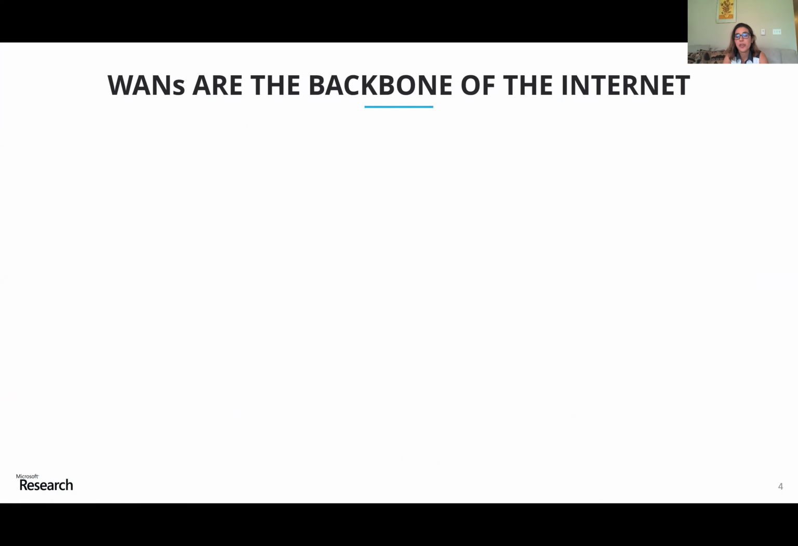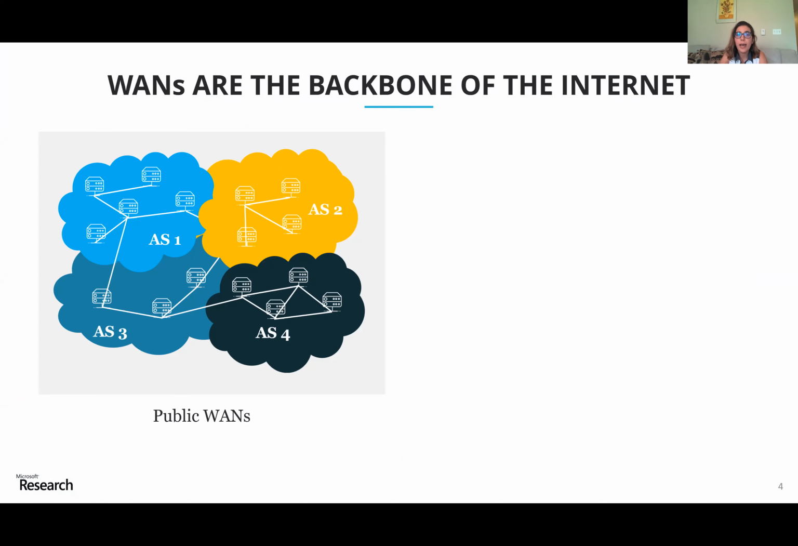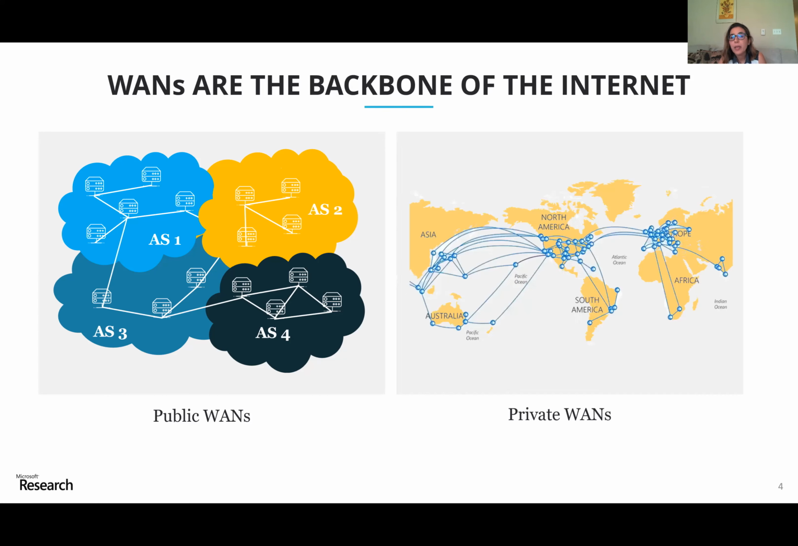And wide area networks are the backbone of the internet and what connects these data centers together. We have public wide area networks that are operated by multitudes of companies, which each manage a number of autonomous systems, or ASs, which are smaller networks that are stitched together to form the internet at large. And we have private WANs that are managed typically by single organizations and connect the data centers of that organization together. These are managed, for example, by companies like Microsoft, like Google, like AWS.